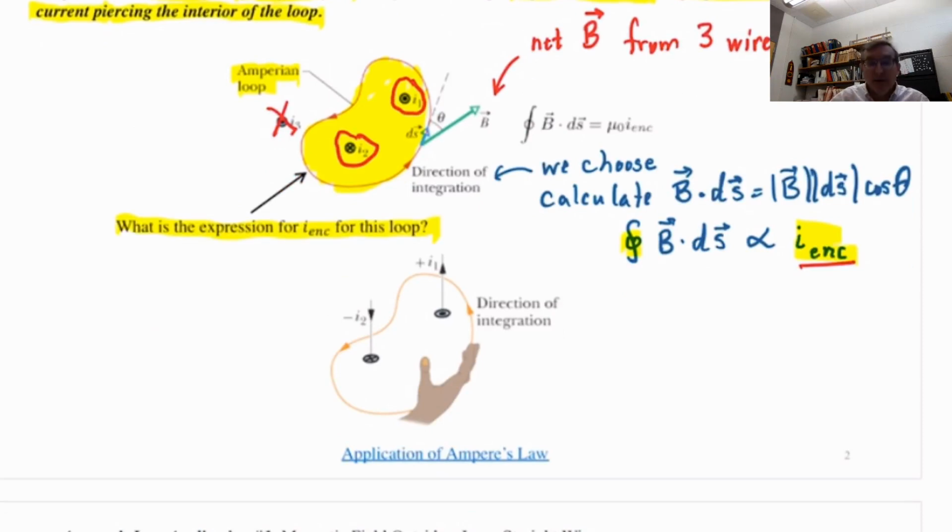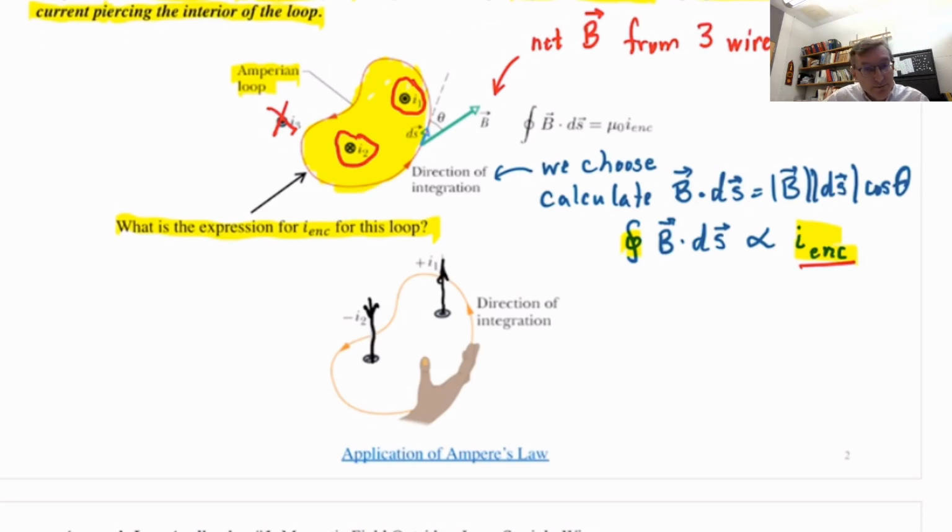Now in the second picture, same loop, but they've only drawn now I1 and I2, reminding you which way those currents are going. A slightly different perspective here. I1 is up, I2 is down. And the way you account for the I enclosed is this. It's another variation on a right-hand rule. Sorry, but right-hand rules are everywhere in magnetism. It's just the way magnetic fields behave.